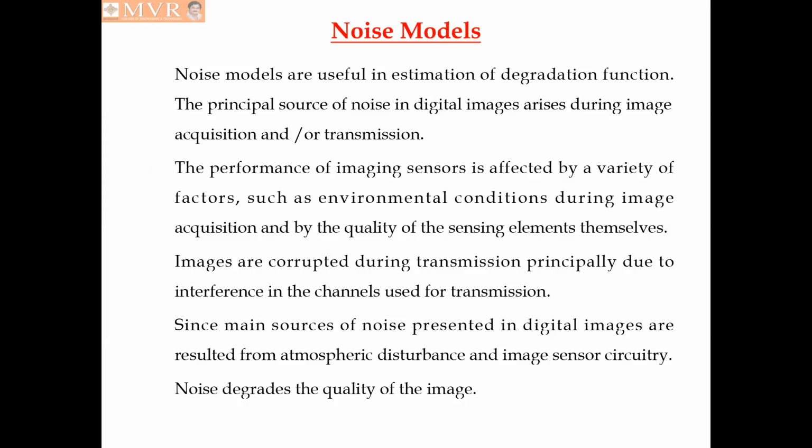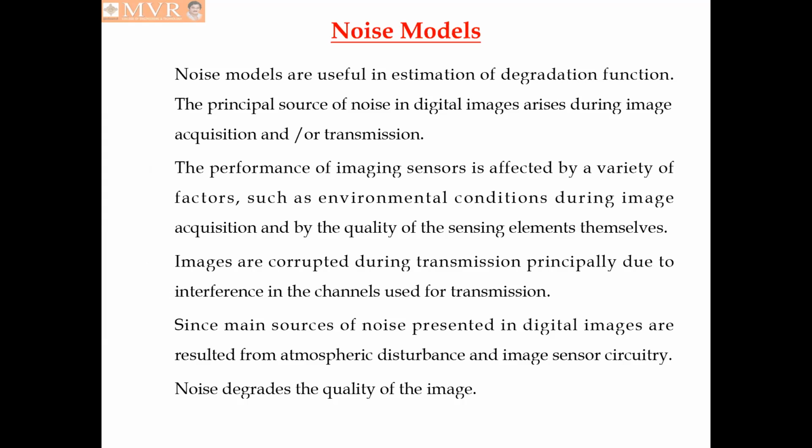The principal source of noise in digital images arises during image acquisition and or transmission. The performance of image sensors is affected by a variety of factors, such as environmental conditions during image acquisition and the quality of the sensing elements themselves. Images are corrupted during transmission principally due to interference in the channels used for transmission. Since the main sources of noise in digital images result from atmospheric disturbances and the image sensor circuitry, noise degrades the quality of the image.